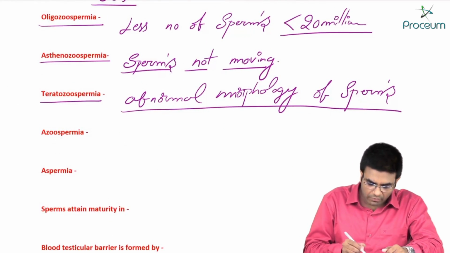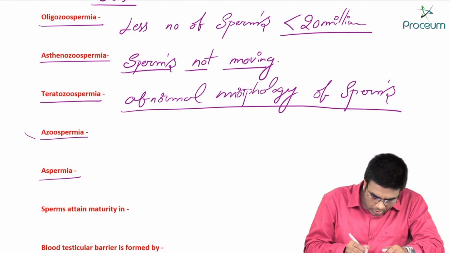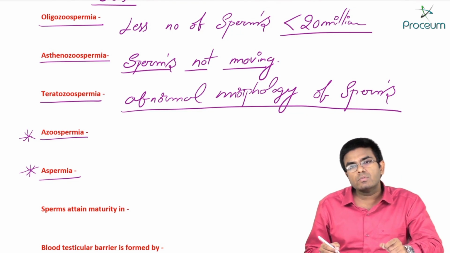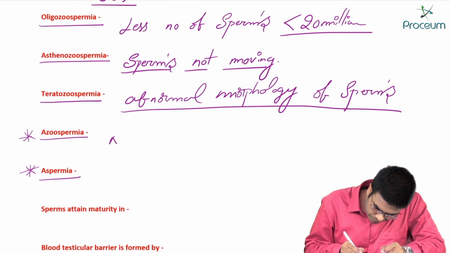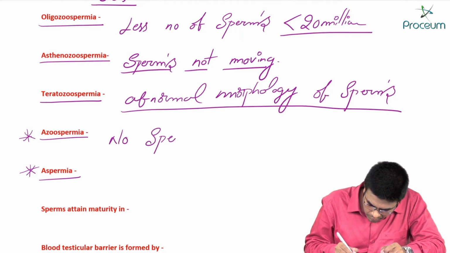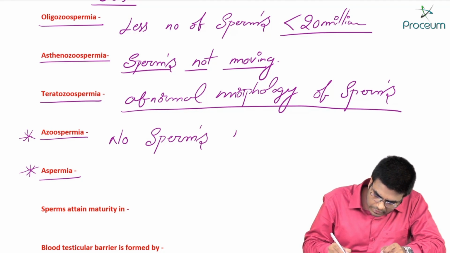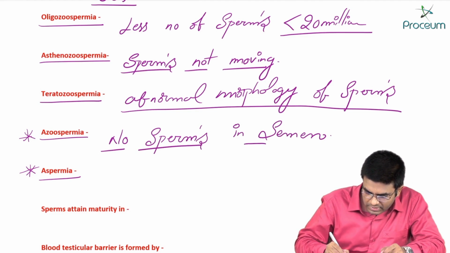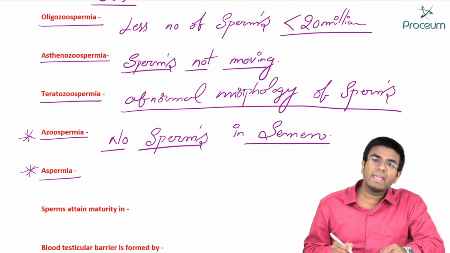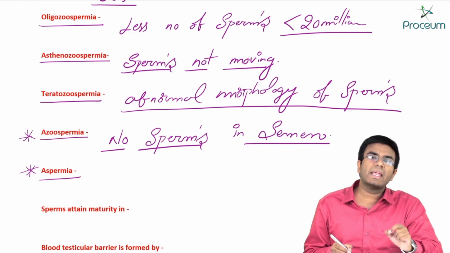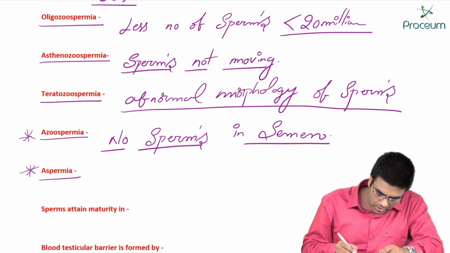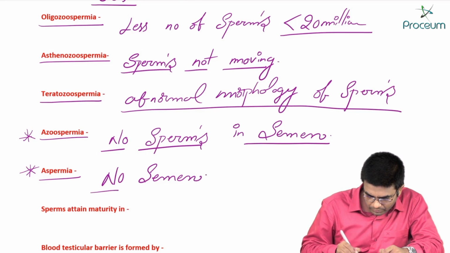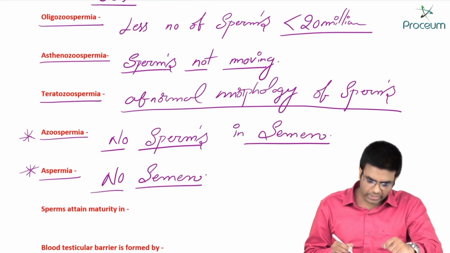Azoospermia and aspermia are very, very important terminology. Okay, lot of students will confuse with this. What does it mean by azoospermia? Azoospermia means no sperms in semen. Okay, there are no sperms seen in the semen. What does it mean by aspermia? No semen at all, failure of ejaculation. Aspermia means no semen. Okay, failure to ejaculate.